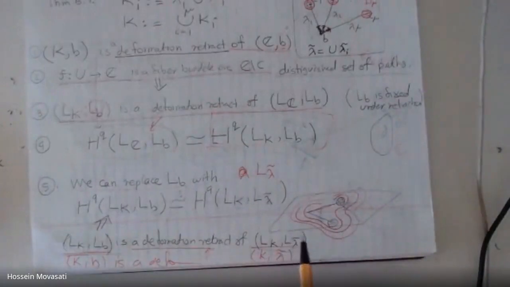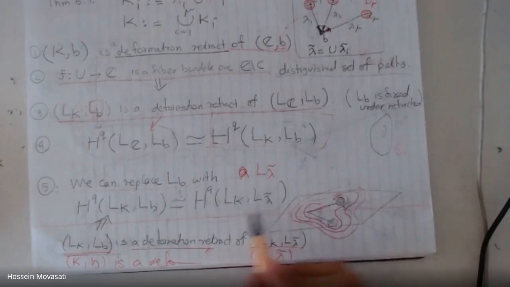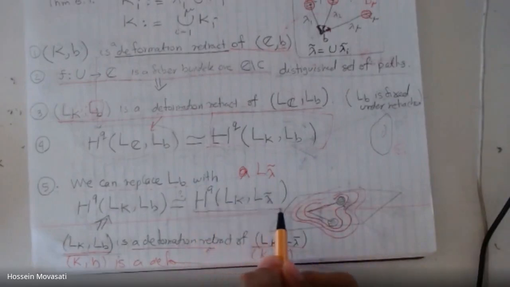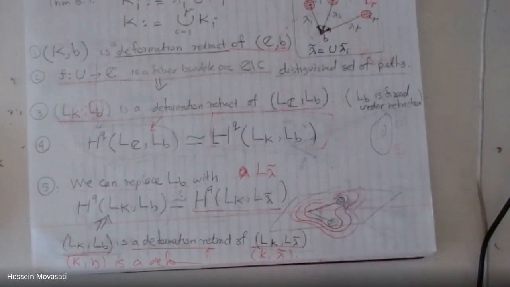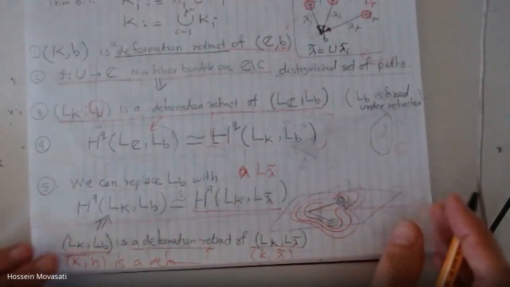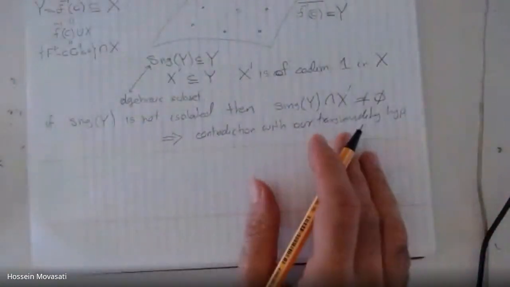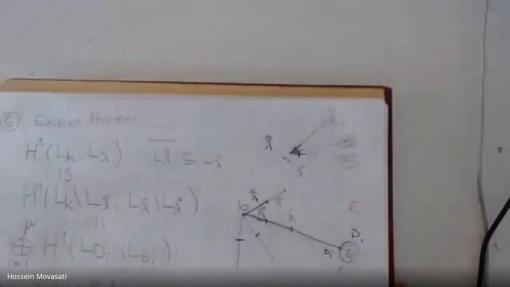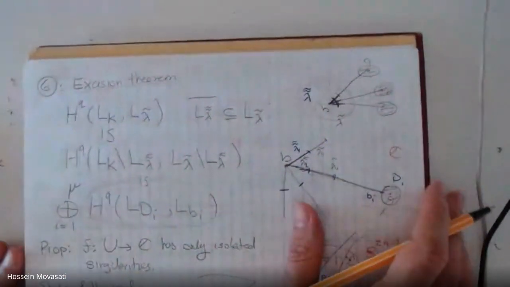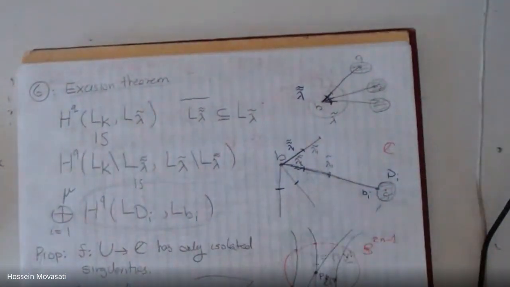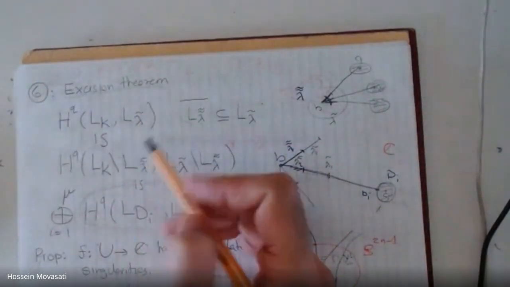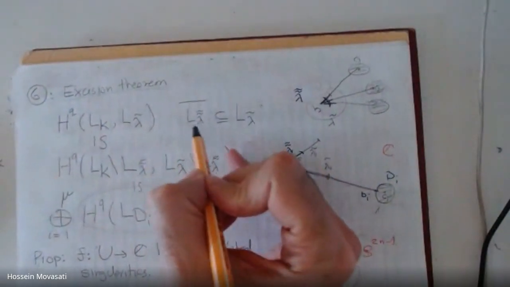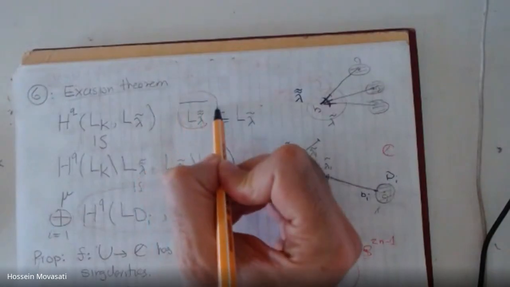Okay, so let's go further. The reason that we did this one is because we want to break down this cohomology into many other smaller cohomologies attached to each CI. And once we do this, now we can use the Excision Theorem.